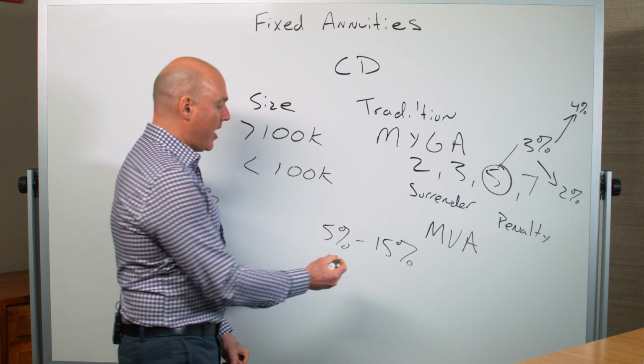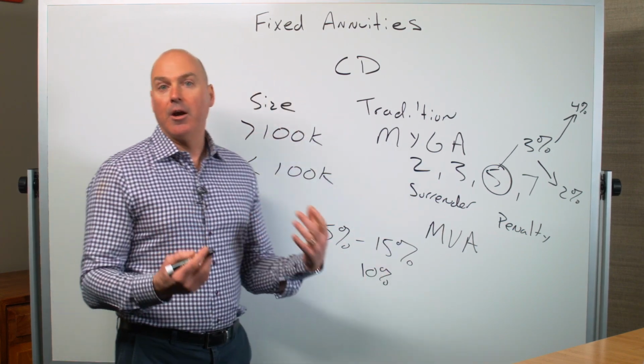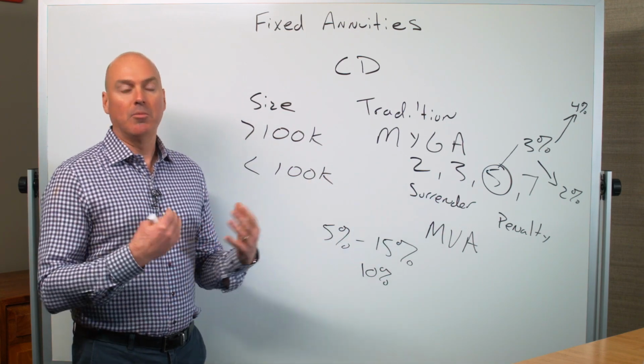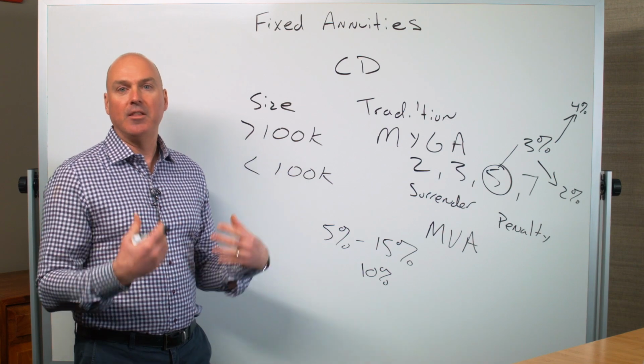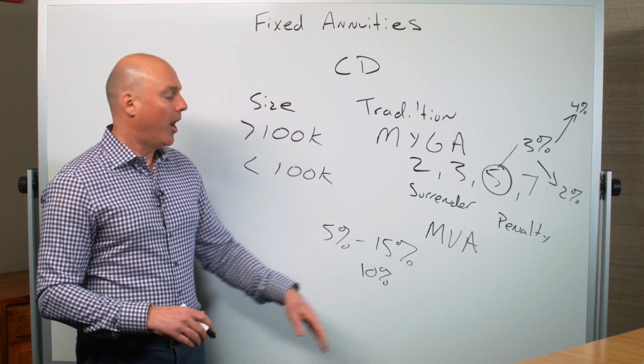So let's say you had an annuity that had a 10% free withdrawal and you had $100,000 in there. What that means is you could take $10,000 out and you're not going to get hit with any penalties or market value adjustments. You can just take that $10,000 and do whatever you want to do with that.